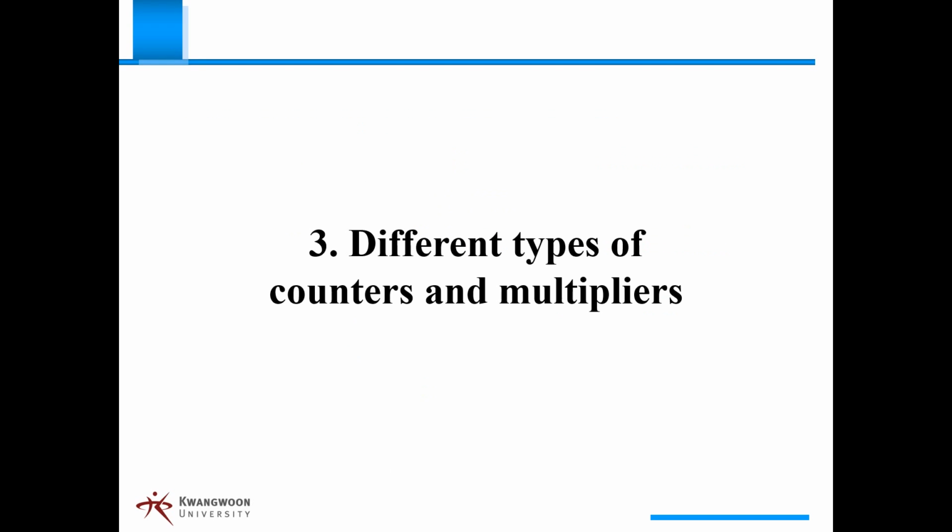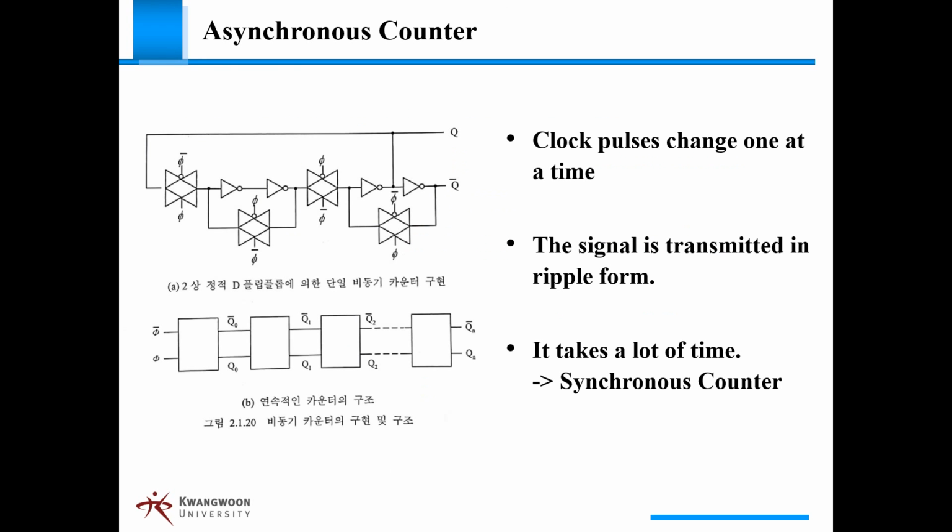My name is Bang Naegang. I'll explain different types of counters and multipliers. The asynchronous counter changes the clock pulse one at a time continuously, and the signal is transmitted through the counter in the form of a ripple. Hence, it is also called the ripple counter.